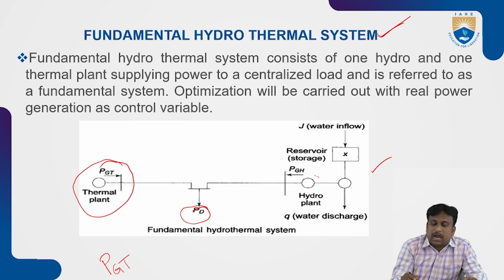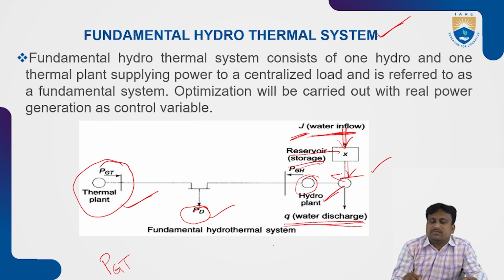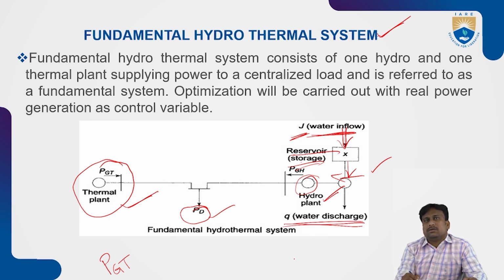One more block is the hydro plant. The sharing is kept in between the thermal and the hydro plant. This load will share the power produced from the thermal plant and the hydro plant. This is kept near the reservoir storage. The inflow starts from here, denoted with J. This is water inflow, which is connected to the hydro plant. Here we maintain the discharge coefficient, that is, the water discharge Q.